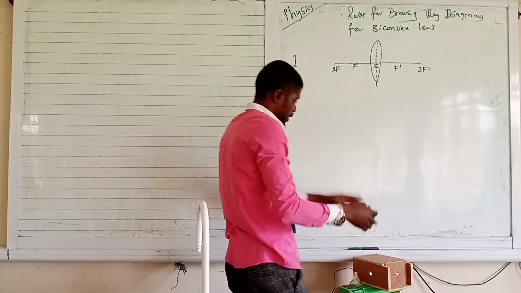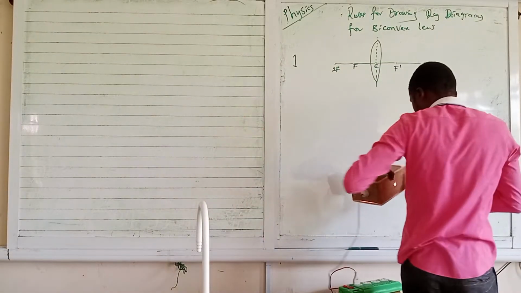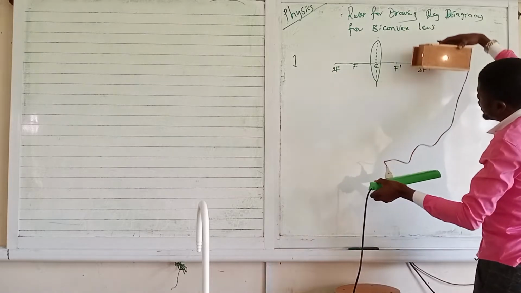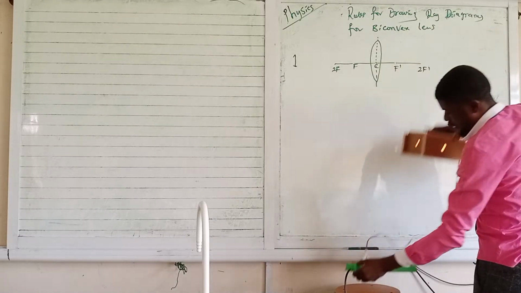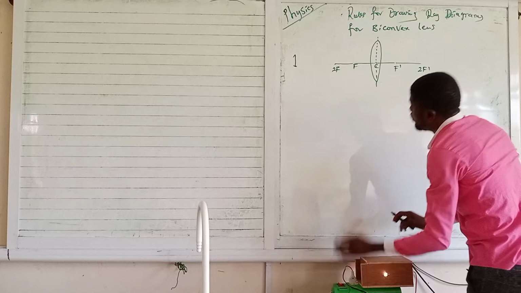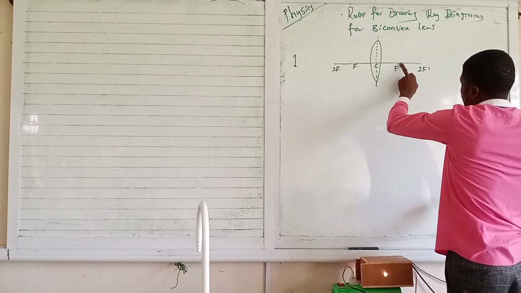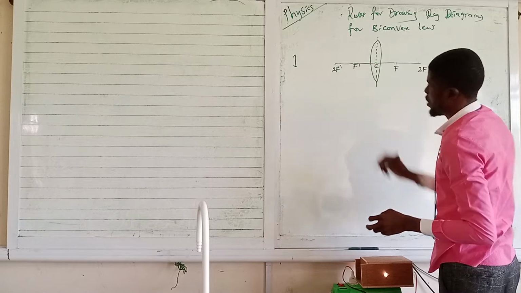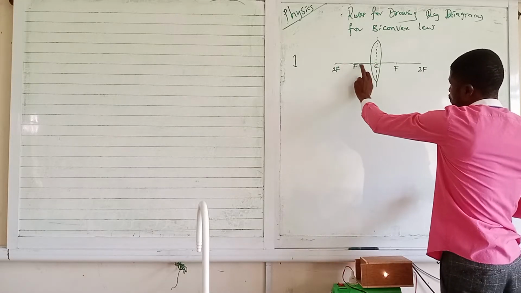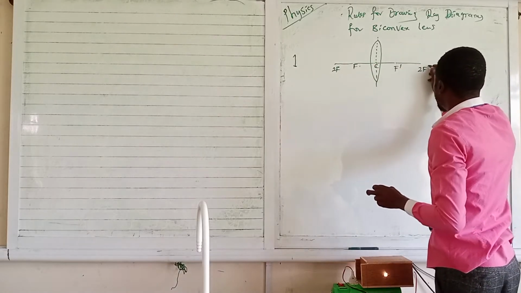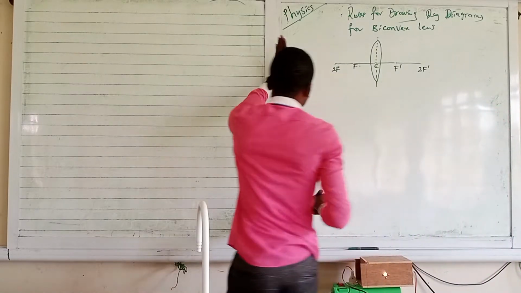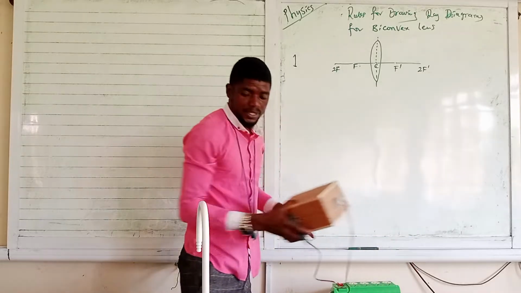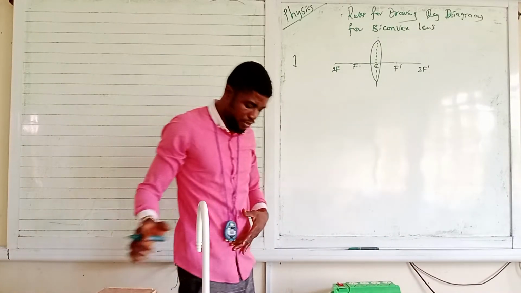So if we choose that the ray of light should come from this end, then everything from this side becomes our what? Our 2F prime and what? Our F prime. For the sake of convenience, let's choose the ray of light to come from this end. So let's continue.